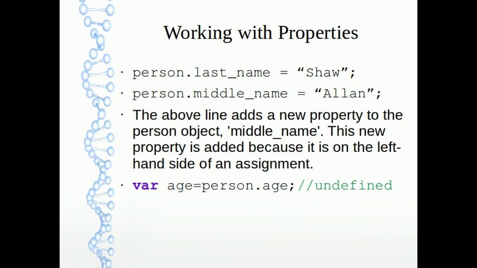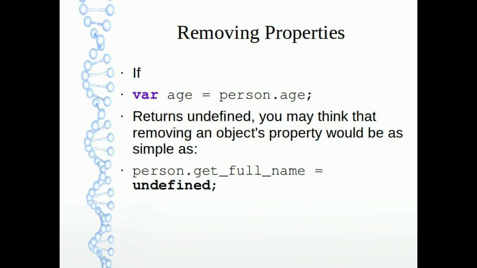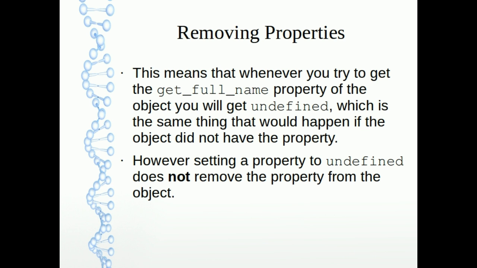Now let's look at removing an object's properties. If setting the variable age equal to person.age results in the age variable having the value undefined, you may think that removing an object's property would be as simple as setting that property equal to undefined. Unfortunately, this is not the case. Setting the property's value to undefined means that attempts to access the property will return undefined, which is exactly what would happen if we tried to access a non-existent property. However, setting a property to undefined does not remove the property from the object. The object still has the property, it's just that the value of the property is undefined.